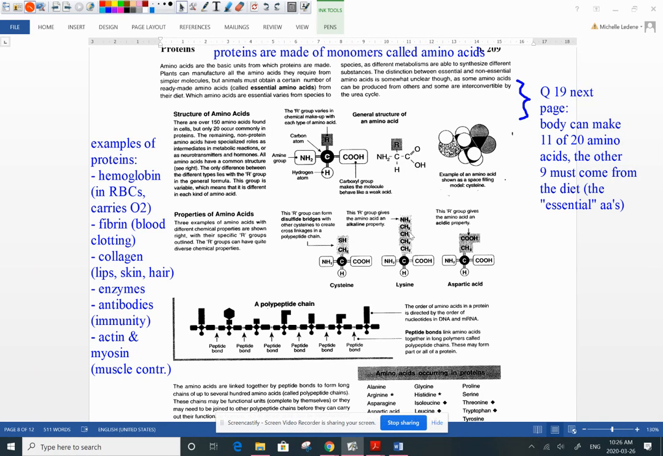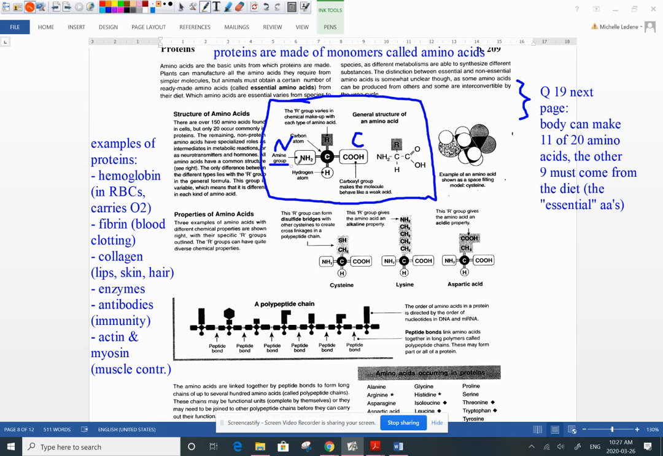We have lots of different examples that I mentioned already of proteins found in your body: hemoglobin, fibrin, collagen, enzymes, antibodies, actin, and myosin. As you're reading through, you see the structure of an amino acid. It has two different parts to it. It has an amine group with a nitrogen at one end, and then a carboxyl group with a carbon at another end.